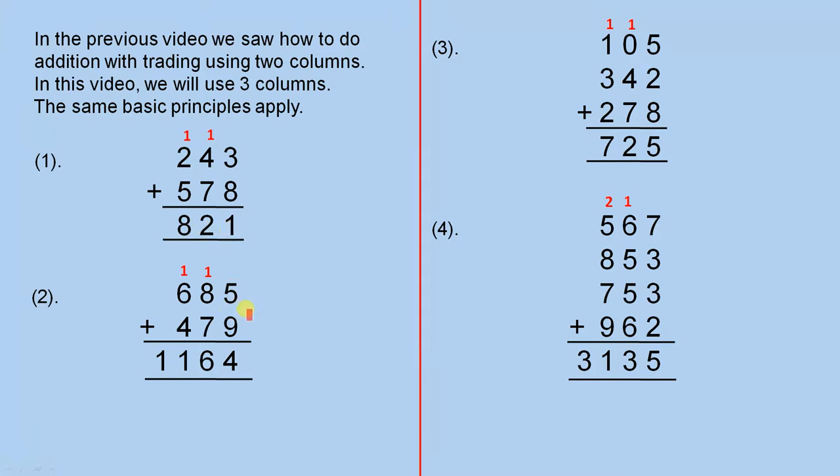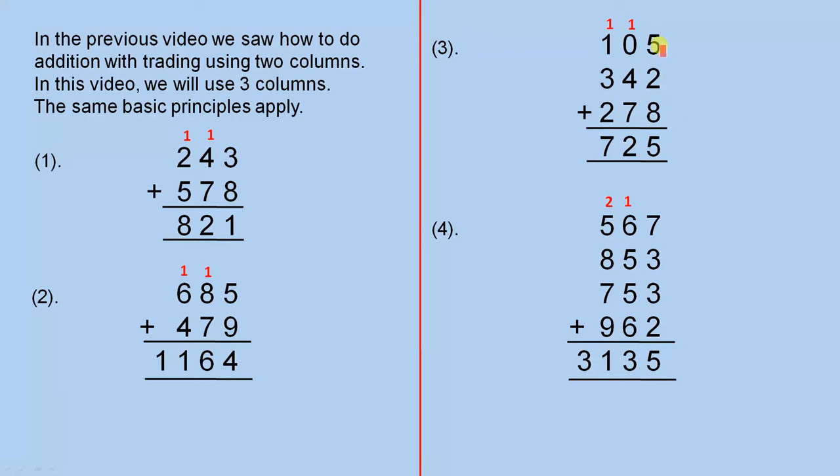Number 2, 685 plus 479. 9 plus 5 is 14. 4 ones and 10. 7 plus 8 plus 1 is 16. That one there represents 100. 4 plus 6 plus 1 is 11, so the answer is 1164.